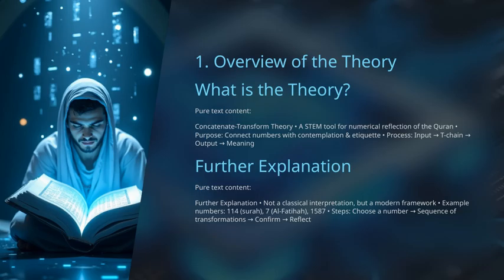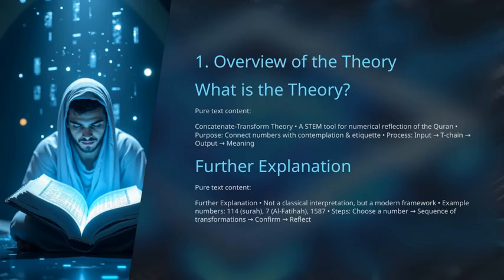Essentially, it's a STEM-based tool designed to provide a numerical reflection of the Quran. Its main purpose is to create a meaningful connection between numbers and contemplation, encouraging us to think deeper and observe proper etiquette in our reflection. The process is quite straightforward. We begin with an input, then apply a series of transformations called a T-chain, which leads us to an output, and finally, we interpret its meaning.